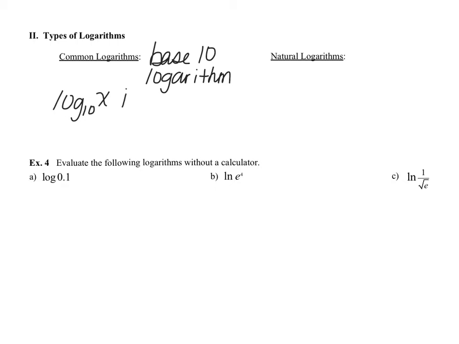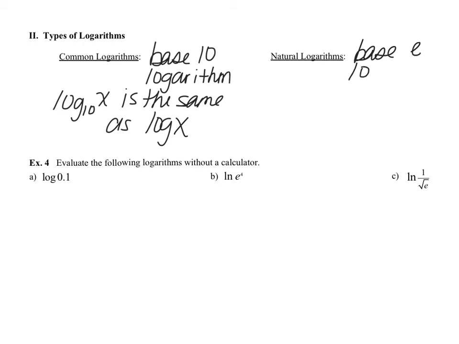So log base 10 of x is the same as writing log of x with no base written. Anytime the base is not written, we automatically assume that it is a base 10 logarithm. Now, the second type of logarithm is a natural logarithm, and natural logarithms are base e logarithms. Remember, when we're talking about the number e, e is approximately 2.7-ish, I always say. So when the base is e, we call that a natural log or a natural logarithm.